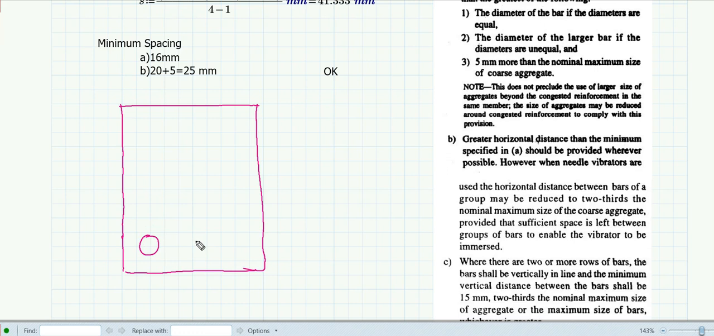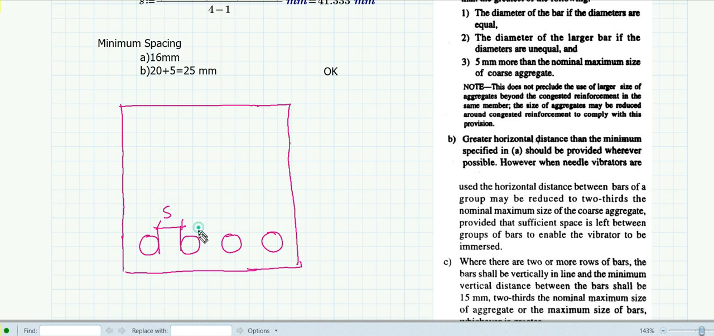So these are the reinforcement, right? Okay, we have another reinforcement. 4 numbers of reinforcements are there. So this is the case. Now we need to calculate this distance. This is the spacing. This is S. This clear distance is S. Okay. So how to calculate that?